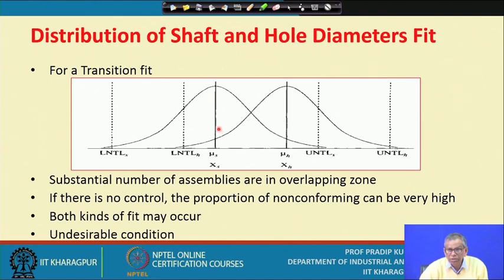That means here is a production system. It produces like this. Suppose you opt for interference fit. Interference is the desirable one, but this is what we produce. So obviously there will be many transitions and many non-conforming outputs. A substantial number of assemblies are in the overlapping zone. This may be 25% of the cases, or maybe even 50% of the cases, depending on what sort of data pattern you have. If there is no control, the proportion of non-conforming can be very high, say 25%, 30%. You are seeking a transition fit, or an interference fit, but what do we get? The clearance fit, say in 50% of the cases. Those will be the rejections. Both kinds of fit may occur, as I have been pointing out, and this is obviously an undesirable condition. So as far as possible, the transition fit condition you should avoid.